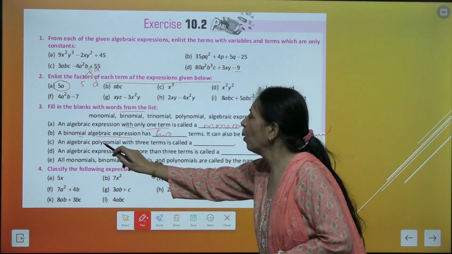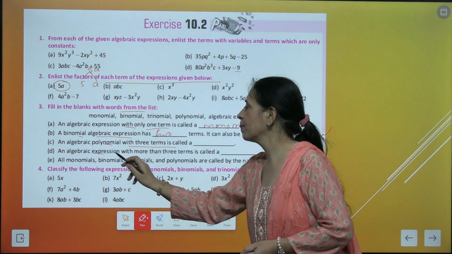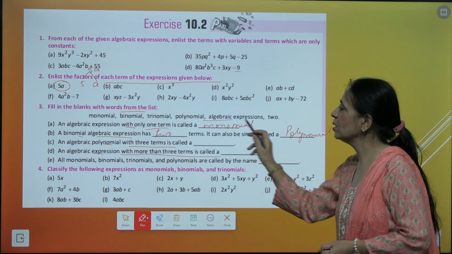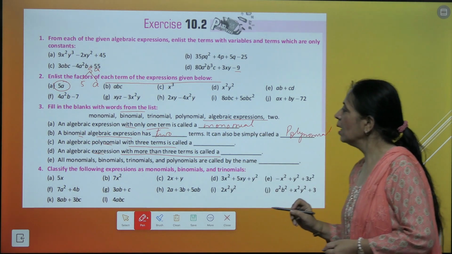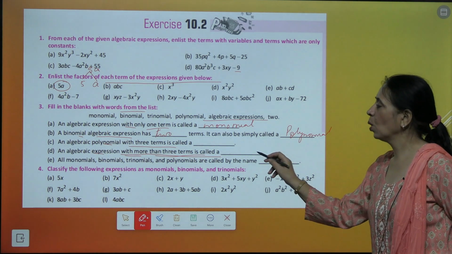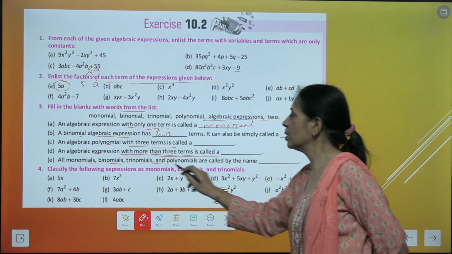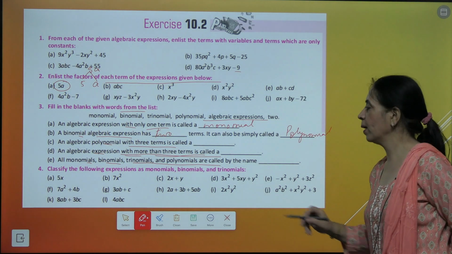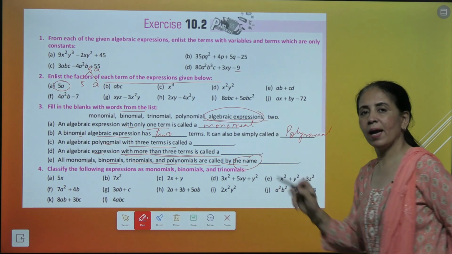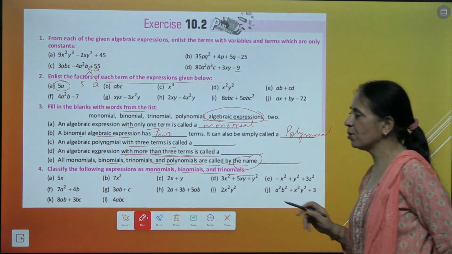An algebraic expression with three terms is a trinomial. An algebraic expression with more than three terms is called a polynomial. And all of these, monomial, binomial, trinomial and polynomial, are called by one name. What is that name? Algebraic expression. Got it?